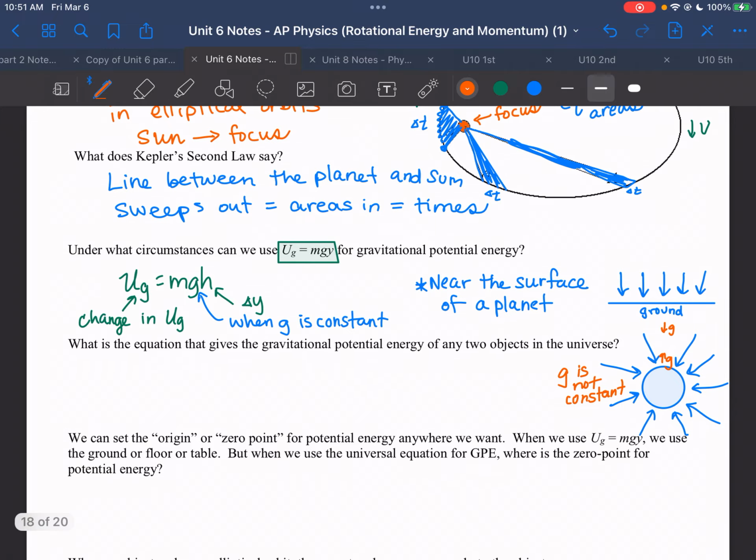So the question is, what gives the gravitational potential energy of any two objects in the universe? If you're looking big picture here, the equation actually deals with work. If you look at the equation for the universal force of gravity, so typically you do F equals big G, the universal gravitational constant, which is 6.67 times 10 to the negative 11th, times m1 m2, those are the two masses of your objects, divided by the radius, or the distance between them, squared.